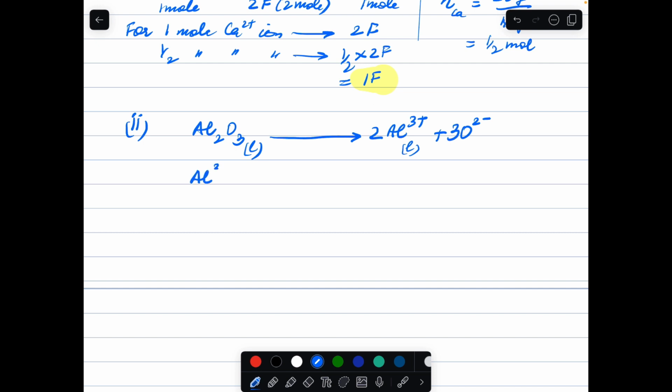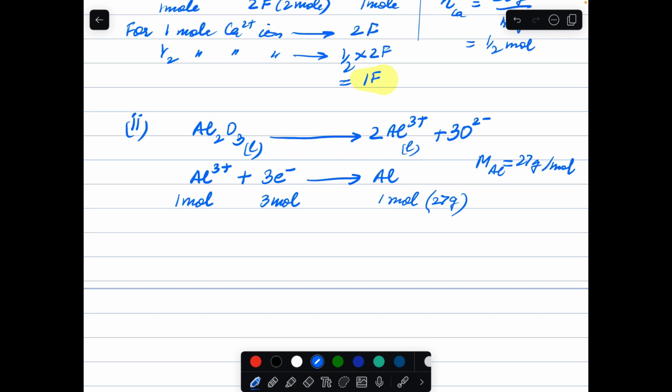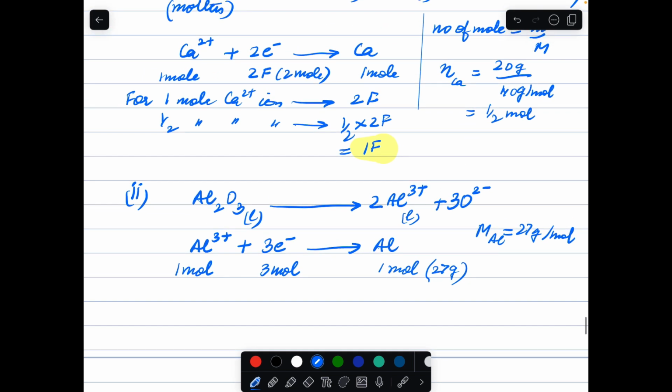If you write Al3+, this is 1 ion of aluminium. 1 ion of aluminium will require 3 electrons to give you aluminium metal. So if you have 1 mole of aluminium ion, you will require 3 moles of electrons to give you 1 mole of aluminium metal, which is 27 gram. Why? Because the molar mass of aluminium is 27 grams per mole.